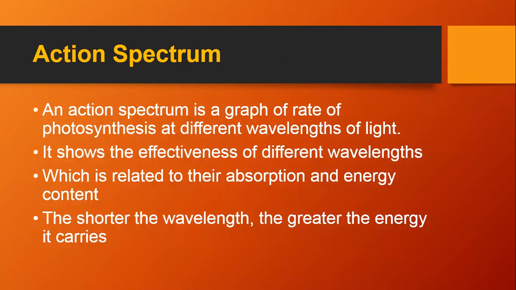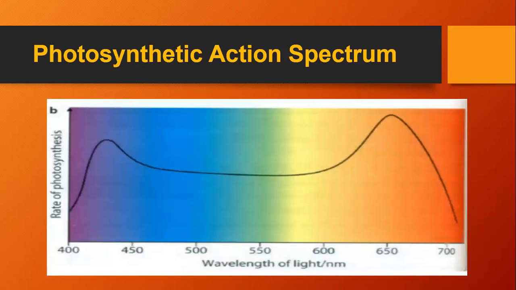So once again, coming back to this, an action spectrum is a graph of rate of photosynthesis at different wavelengths of light. The action spectrum shows the effectiveness of different wavelengths, like which wavelength is more effective. Obviously, effectiveness is related to the rate of photosynthesis. The more effective the wavelength, the more the rate of photosynthesis. And we know that the effectiveness of different wavelengths is related to their absorption and energy content, and we also know that the shorter the wavelength, the greater the energy it carries. Okay, so this was all about the photosynthetic action spectrum.